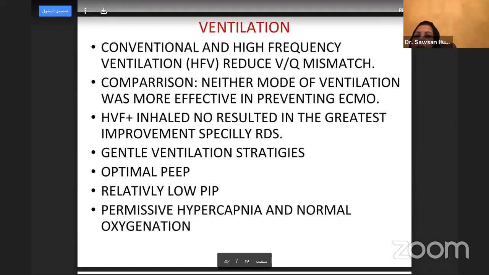Ventilation, it's really the main topic we have to talk about. We have two types of ventilation, conventional and high frequency ventilation. Some of the institutes here in Jeddah or in Saudi Arabia don't have high frequency ventilation. Neither mode of ventilation was more effective in preventing ECMO. But they found that high frequency ventilation with inhaled nitric oxide is the greatest to improve persistent pulmonary hypertension, especially if associated with respiratory distress. So you have to use gentle ventilation strategies: optimal PEEP, low PIP, and permissive hypercapnia. And as I mentioned before, if you have a normal PCO2, this will give better outcome and less chronic lung disease.